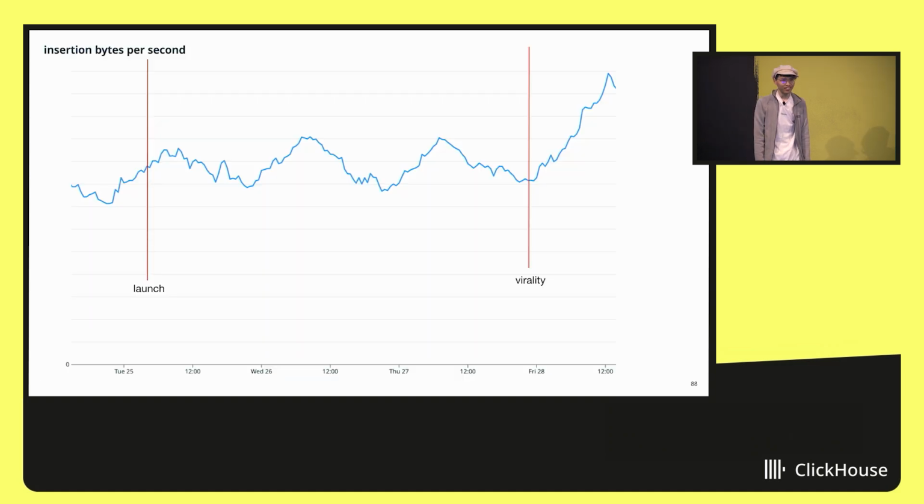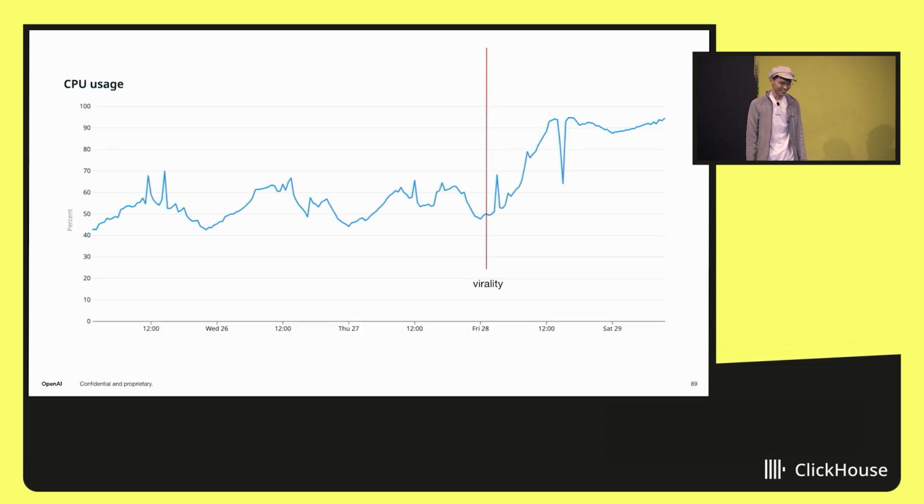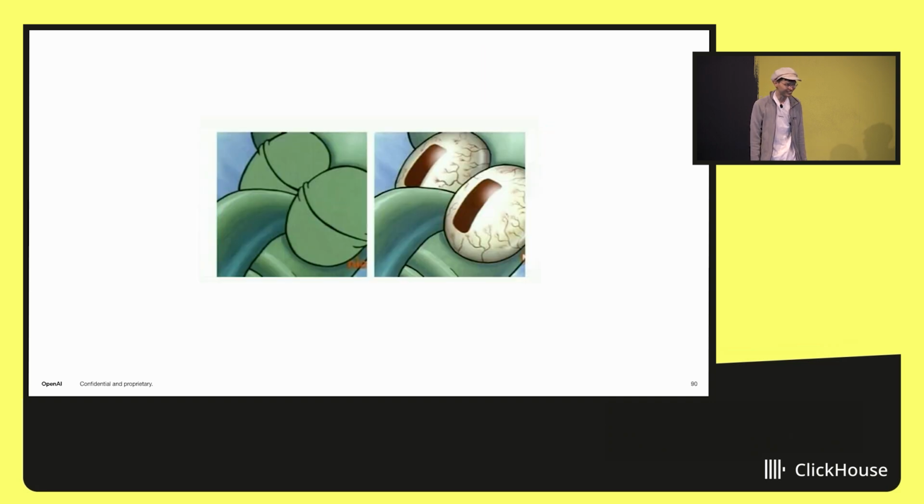Now, on our side of the house, we saw log volume grew 50% overnight. And we went to bed, comforted by the knowledge that we had 50% headroom in CPU utilization, and woke up having to grapple with the fact that that was wiped out in a single night. Oh no.